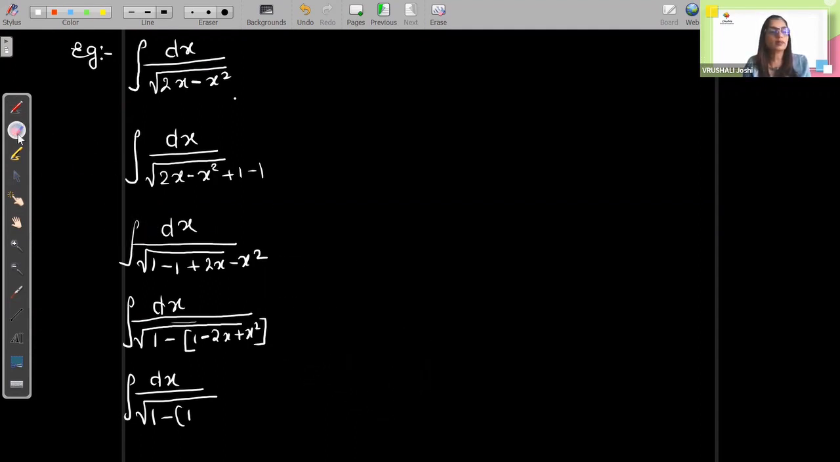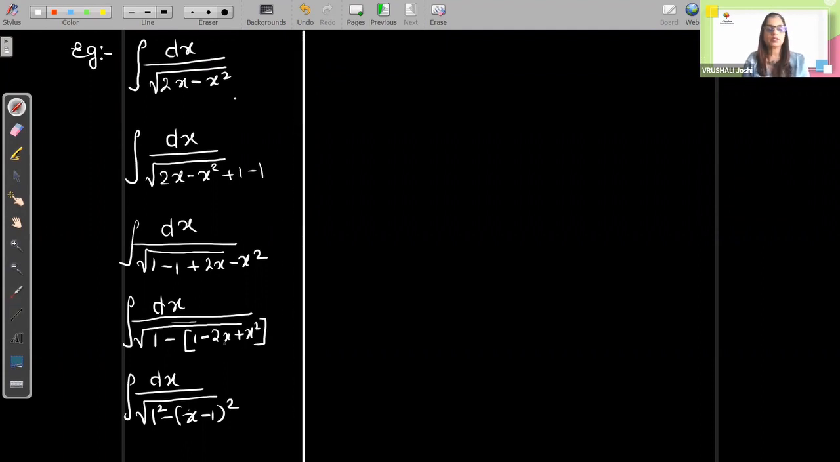So it's going to be dx by root of 1 minus x minus 1 the whole square. Now this 1 also I can write as 1 square. Correct? So now it has come in the form of a square minus x square. So now what is the form that we have? Let us see. The form that we have is 1 square minus x minus 1 the whole square.